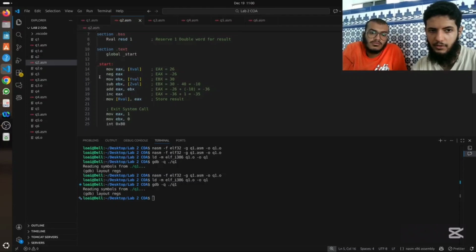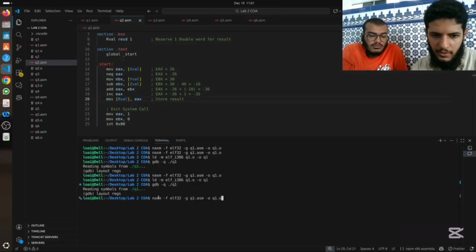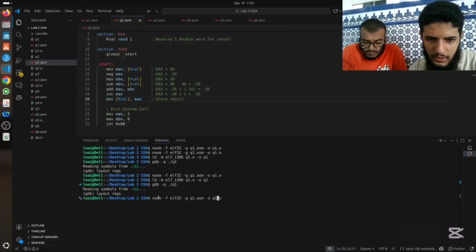Then I'm going to make it negative. Then I'm going to move 30 into the EBX, and then I'm going to subtract. Then I'm going to add. Lastly, I'm going to increment, but since it's a negative value, it's going to go down, and then I'm going to store the result. So for my part, I'm just going to start the debugging. Then I'm going to link. This is for linkage.